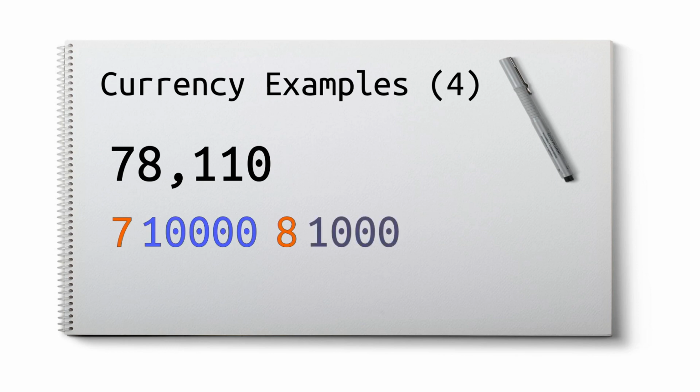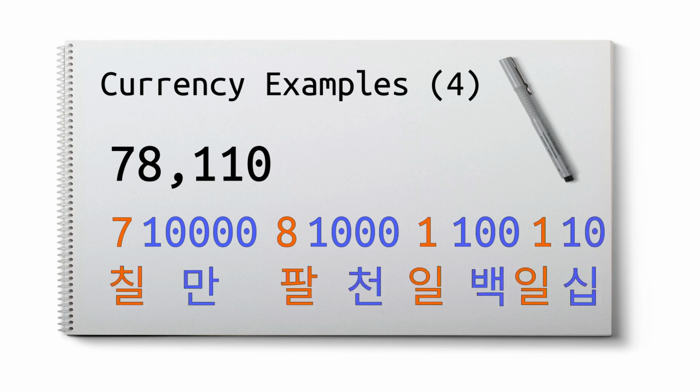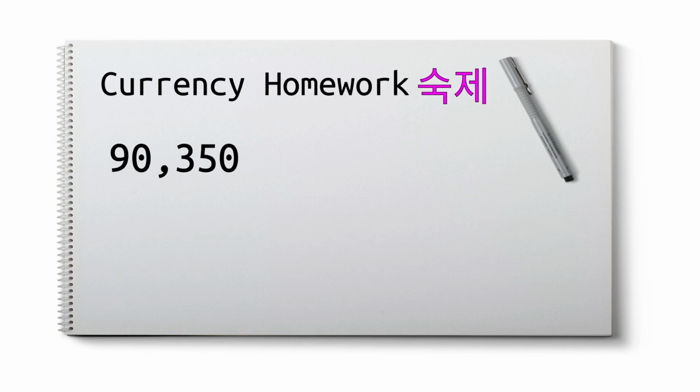Now this is the last example. Starts with 7. The digit of 7 becomes 10,000. And number 8, the digit of 8 is 1000. And number 1, the digit of 1 is 100. And another one, the digit of 1 is 10. So this becomes 78,110. We are going to omit any 1 as a number, so this becomes 78,110.